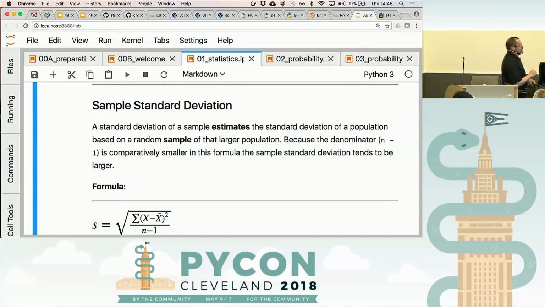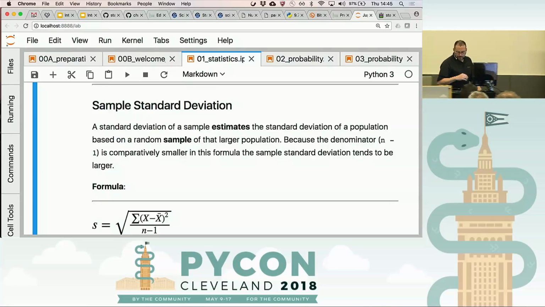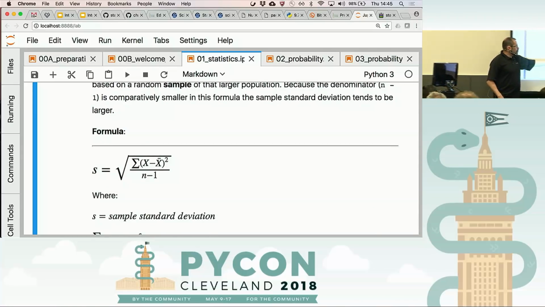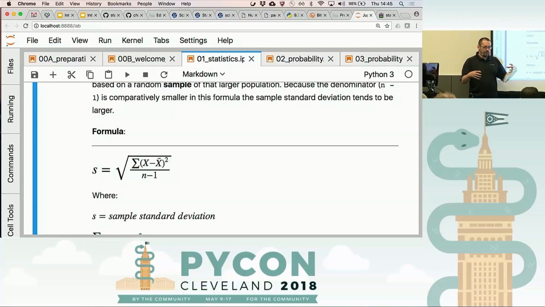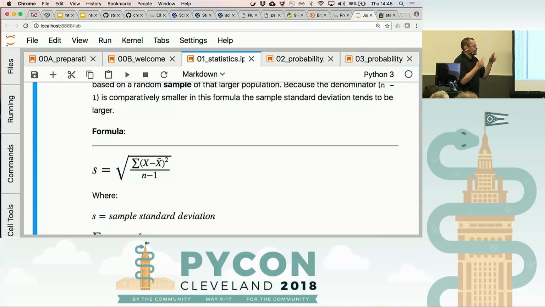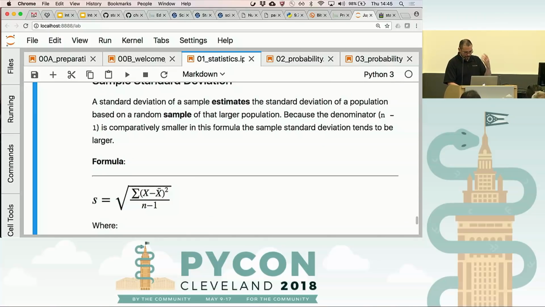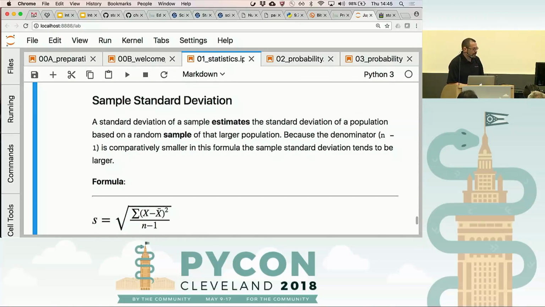Let's go look at a sample standard deviation. A sample standard deviation is just a sample that estimates what your deviation for a bigger population should be if we take a random sample out of that bigger population. And it uses a slightly different value as the denominator, n minus 1. Because n minus 1 is smaller than n, the size of this standard deviation tends to be a little bigger than for populations. All right.